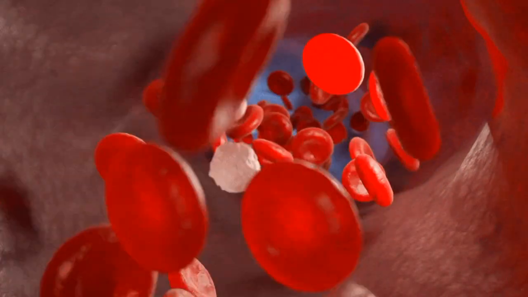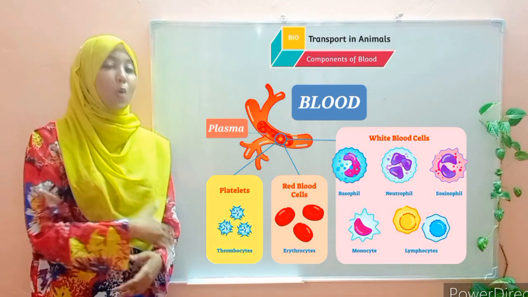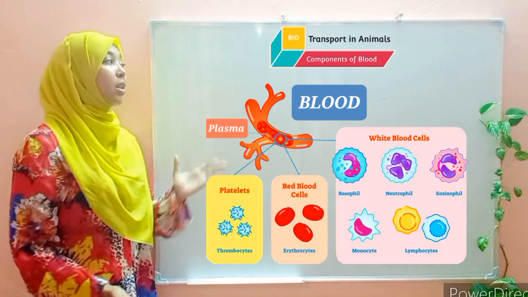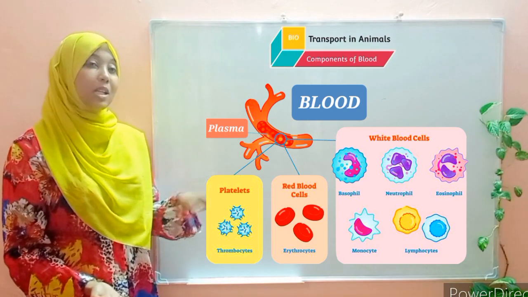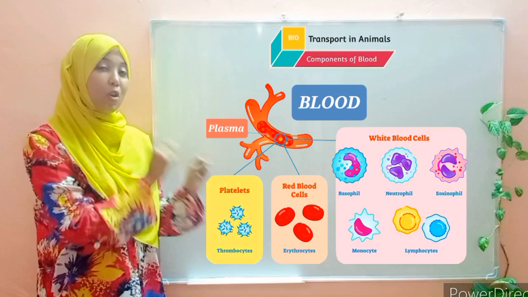Now, what are the components of blood? The components of blood are as follows. We have the plasma, we have the blood cells. These, of course, are the red blood cells, also known as erythrocytes, the white blood cells, and you also have the platelets, also known as the thrombocytes.